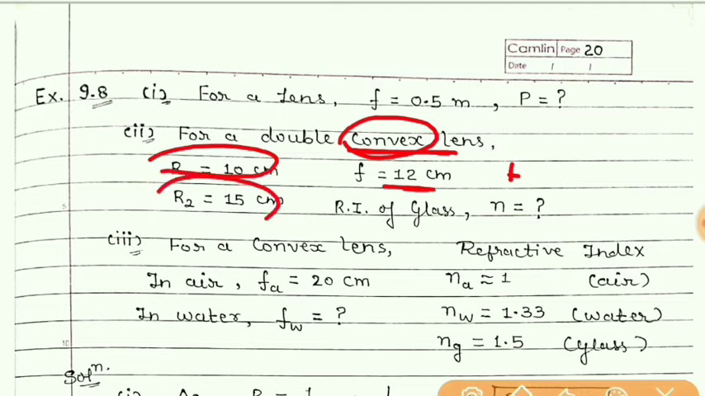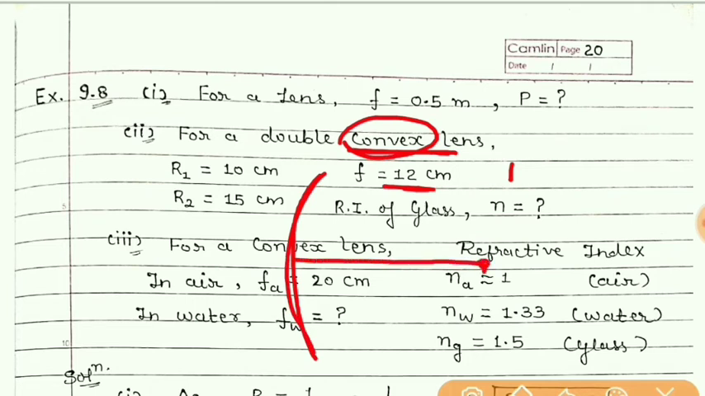R1 and R2. R1 is taken positive. Why? Because for convex lens this is the first curvature, and so its radius of curvature is this side from the pole, so it is positive. While R2, its curvature is towards this side, so from pole it is towards left side, so it is taken negative.